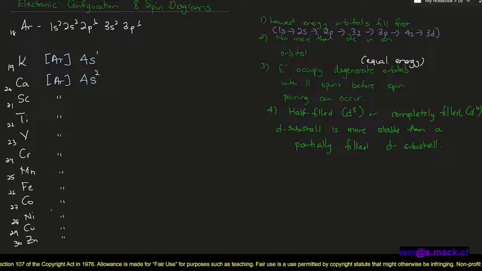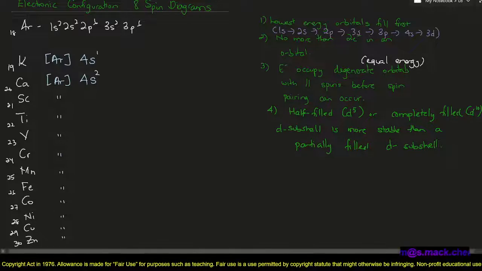So we are looking at scandium now. Our 4s subshell being full in calcium means it's also going to be full in scandium. We have another electron to be added into our electronic configuration. It must then go into the 3d subshell. So this gives us 3d1.